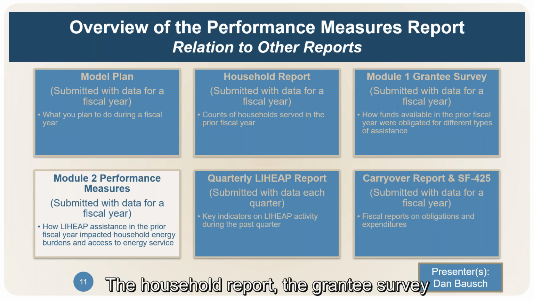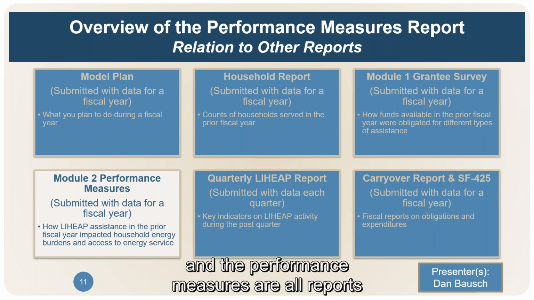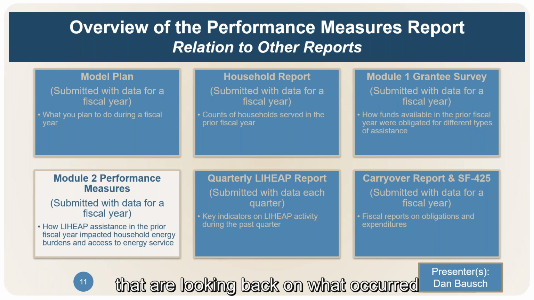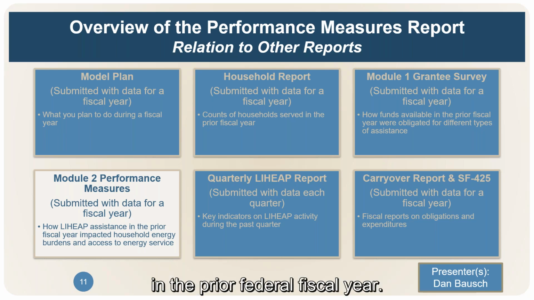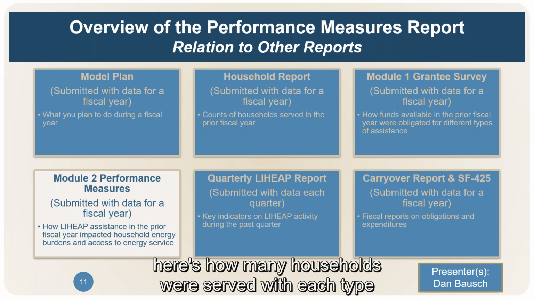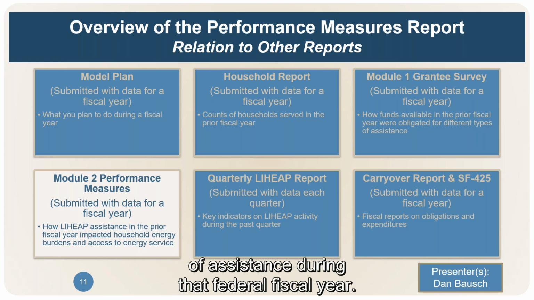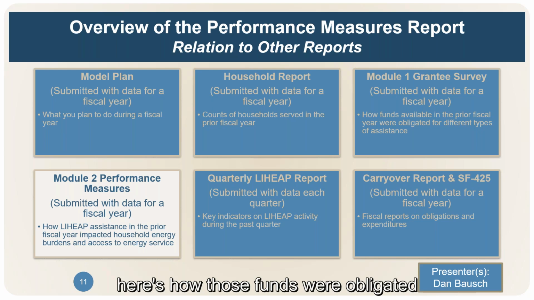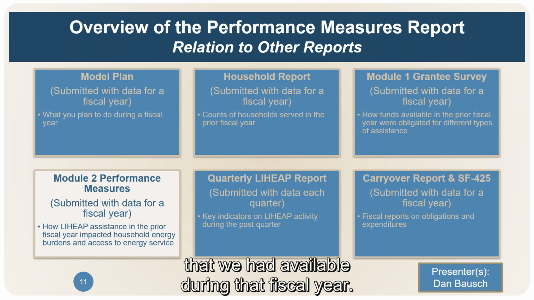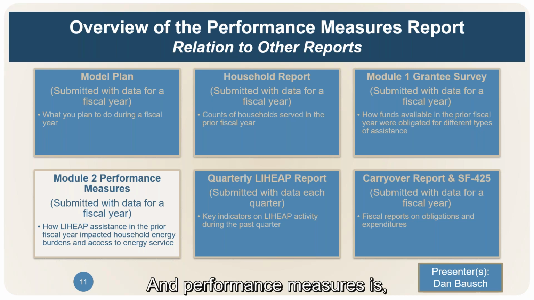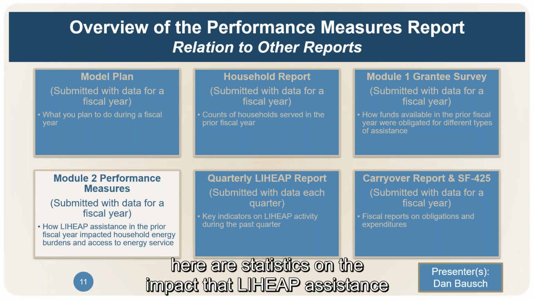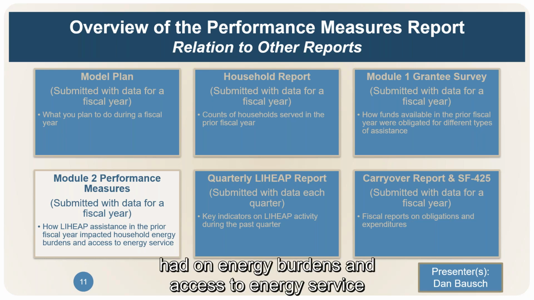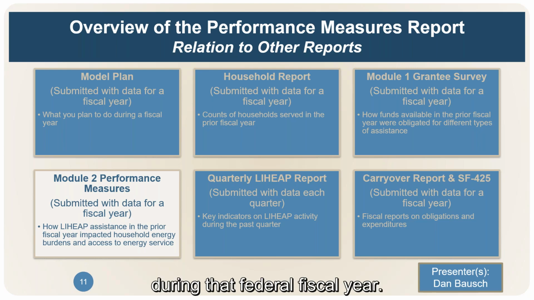The household report, the grantee survey, and the performance measures are all reports that are looking back on what occurred in the prior federal fiscal year. So the household report is, here's how many households were served with each type of assistance during that federal fiscal year. Grantee survey is, here's how those funds were obligated that we had available during that fiscal year. And performance measures is, here are statistics on the impact that LIHEAP assistance had on energy burdens and access to energy service during that federal fiscal year.